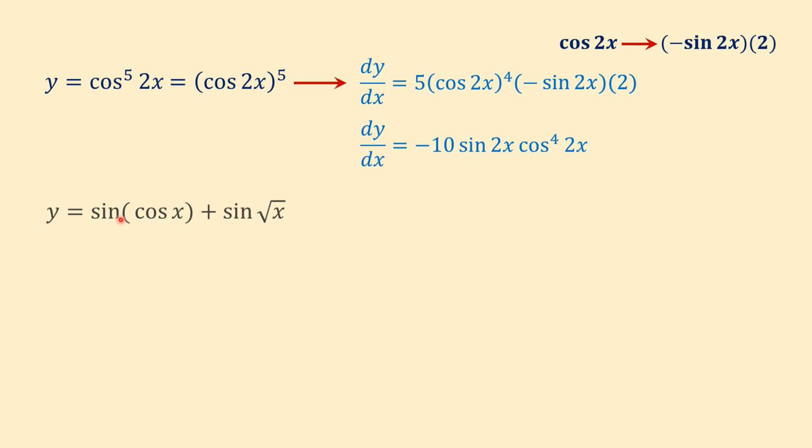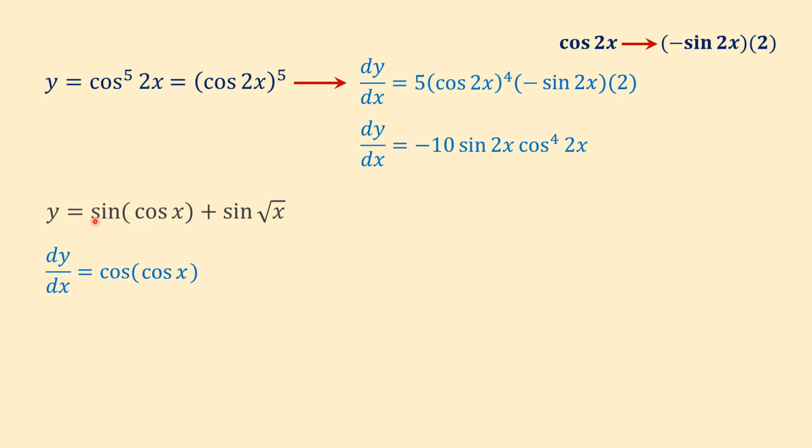Another example. Y equals sine of cosine of x plus sine of square root of x. To find the derivative of sine of cosine of x, we use chain rule. Cosine of x is the inside and sine is the outside function. Derivative of the outside function, derivative of sine is cosine. So derivative of the function is cosine of, we leave the inside function alone. We take derivative of outside. The outside function is sine. Derivative of sine is cosine. And we leave the inside function alone. We don't touch the inside function. So cosine of x.